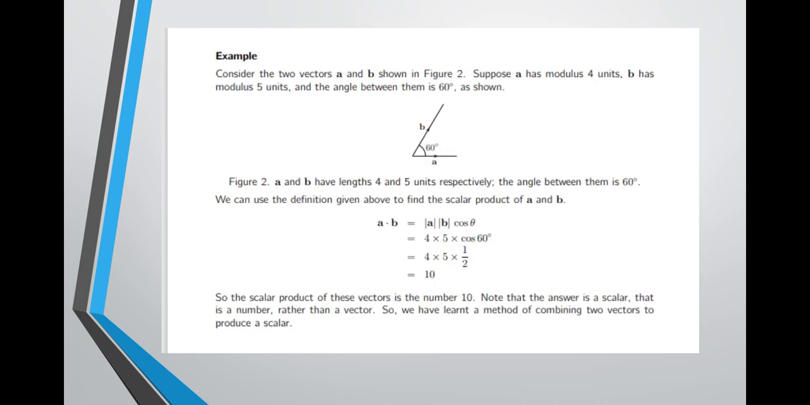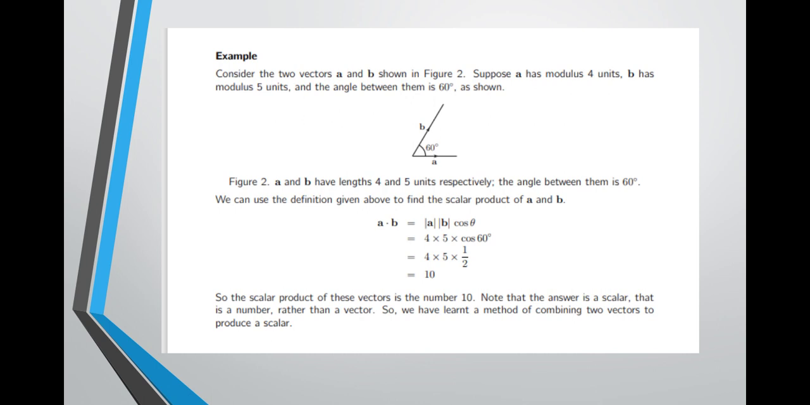Example: consider the two vectors A and B shown in figure 2. Suppose A has a modulus of 4 units, B has a modulus of 5 units, and the angle between them is 60 degrees as shown. We can use the definition given above to find the scalar product of A and B. The formula is A · B = |A| |B| cos θ.